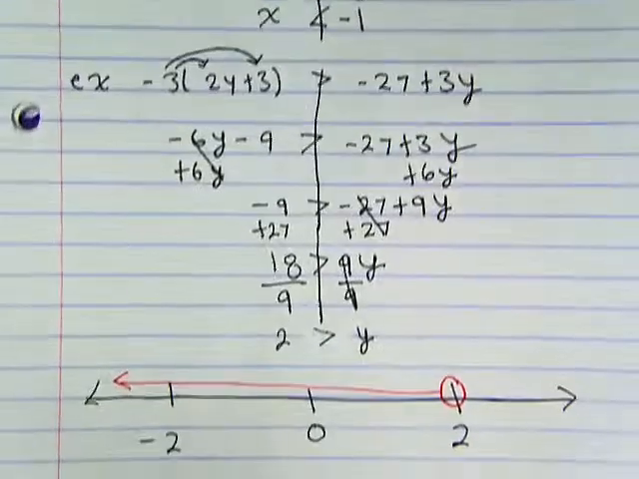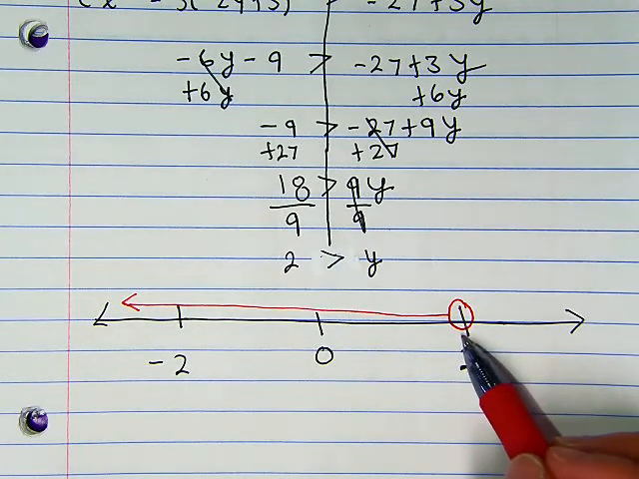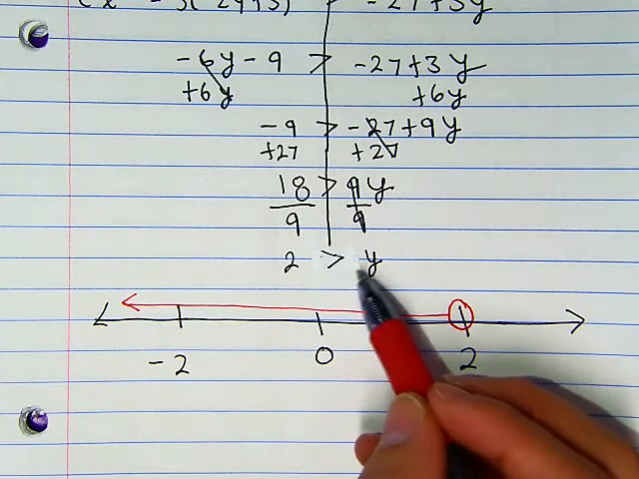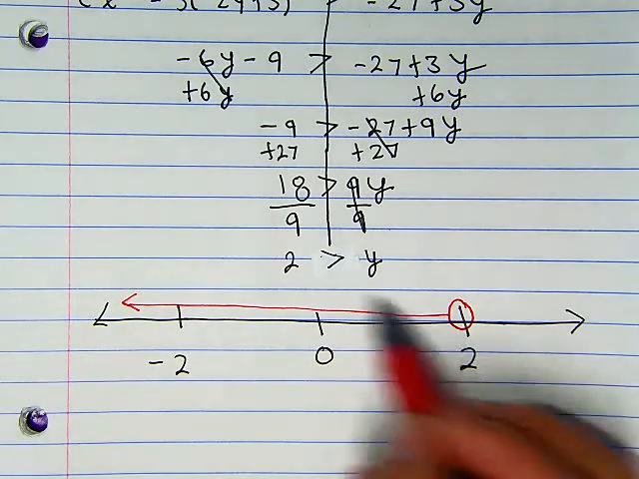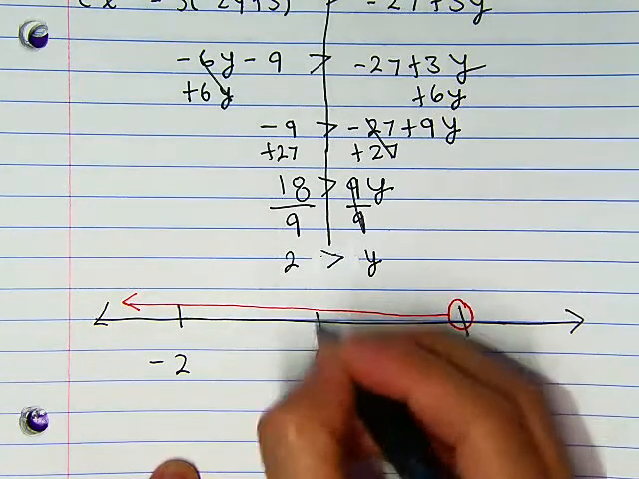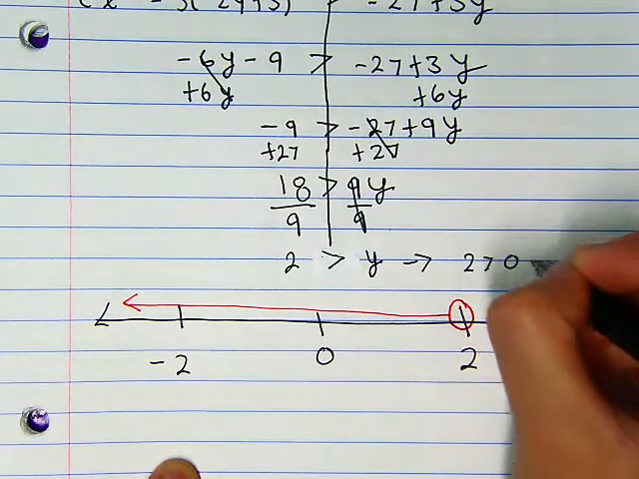Oop, I didn't realize you couldn't see the rest of my work. So I'm sorry. We have an open dot, and we're moving to the left because 2 is bigger or greater than y, so y has to be on the smaller side. We can even check our work if we plug in a number, let's say 0. Well, 2 is greater than 0, so that's good.